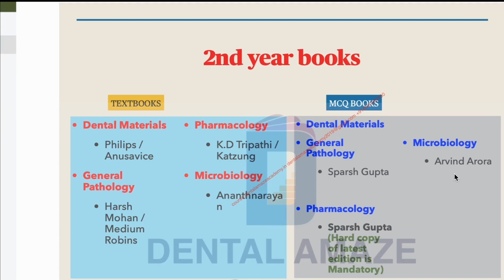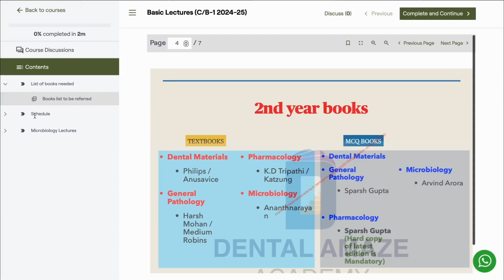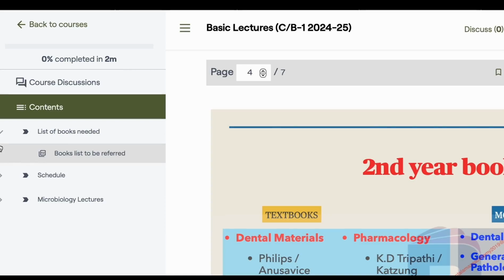The mandatory is there are certain books like, for example, pharmacology, Sparsh Gupta, so it's written there. Hard copies of the latest edition is mandatory. So like that, 2-3 books are mandatory, otherwise Dental Pulse is more than sufficient. So Dental Pulse, Dental AMAZE Academy app will do the trick for you. Now if you go down, there is a schedule just below that. Just close this part.